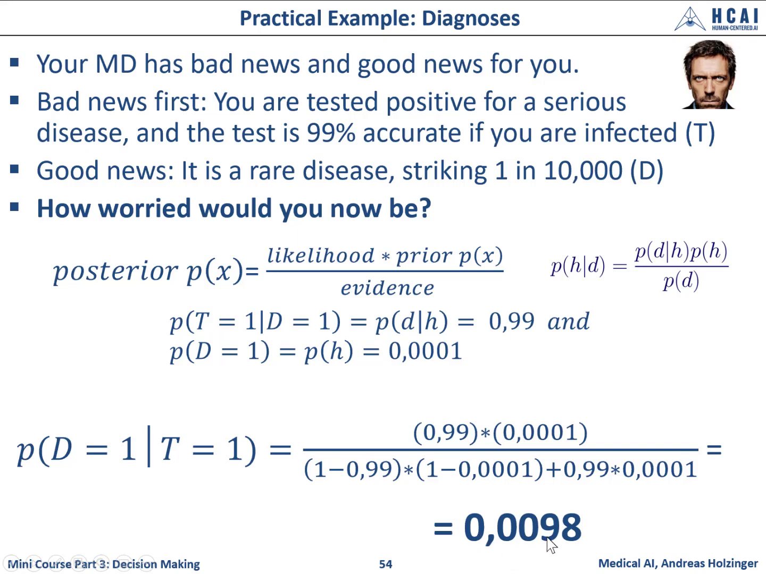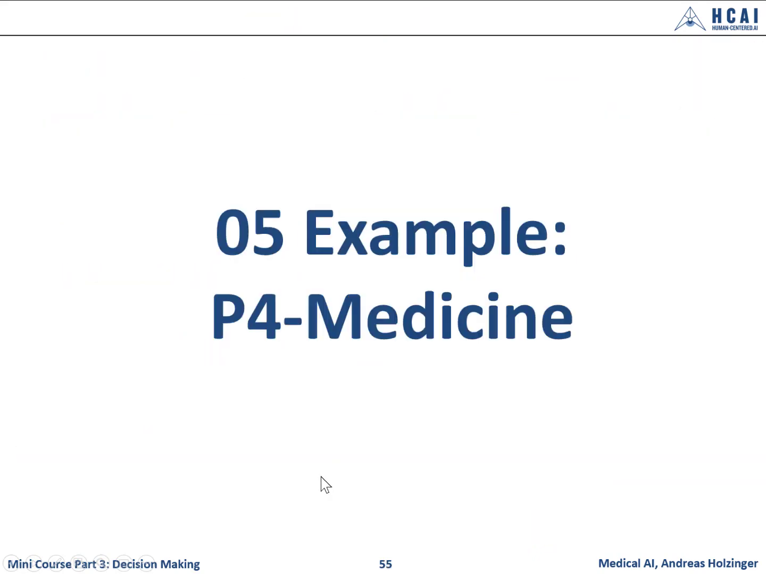and you get out a final posterior with 0.0098, so it's very little. So you can relax. It is not so likely that you are infected. Okay, so precision medicine: personalized, predictive, preventive. These are further examples, but I will skip this briefly because we are running out of time.